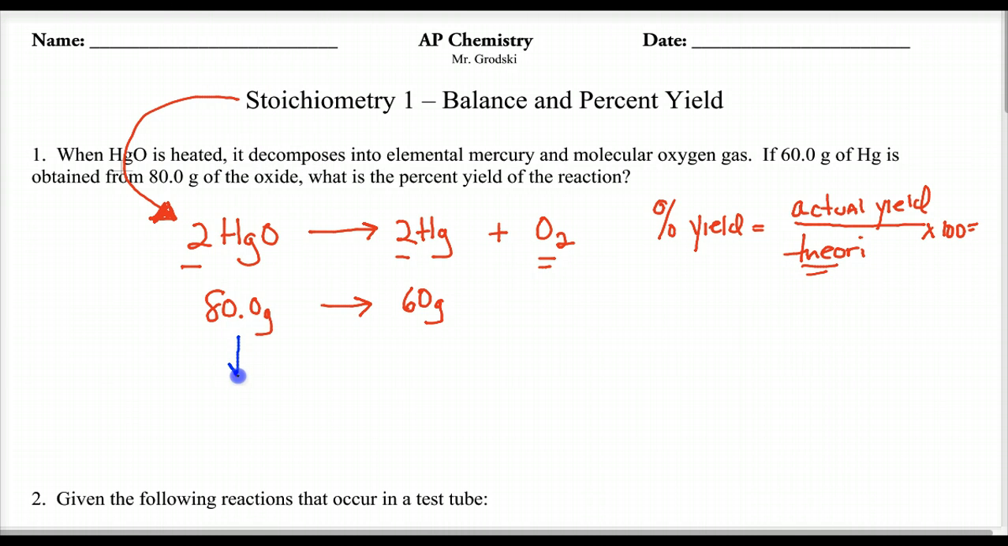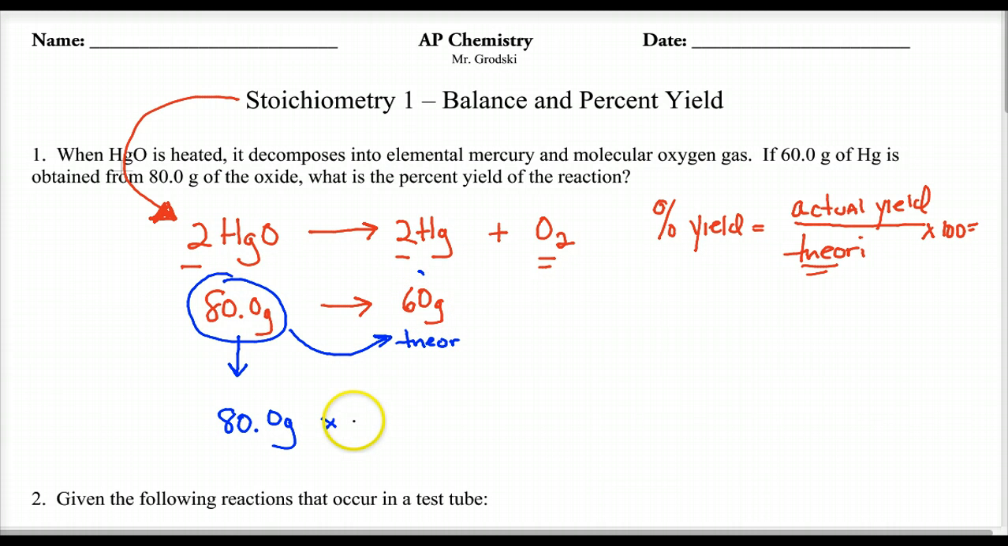I'm going to start with my 80 grams of mercury oxide, and what I'm going to do is a stoich problem. I'm going to take the information, which is the 80 grams of mercury oxide, and figure out what my theoretical should be, assuming no error. This value here is what I got with error.